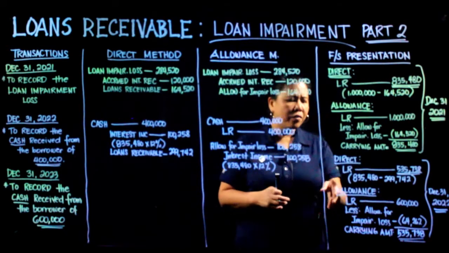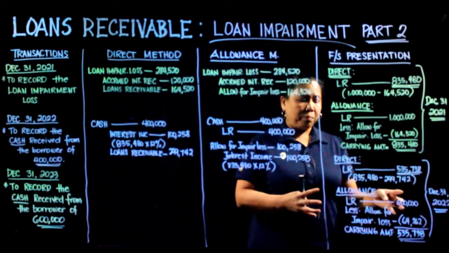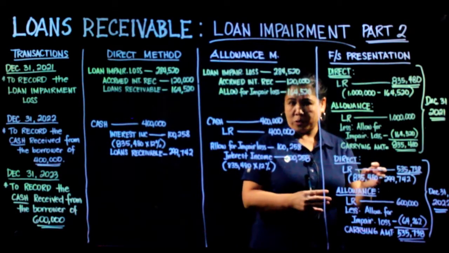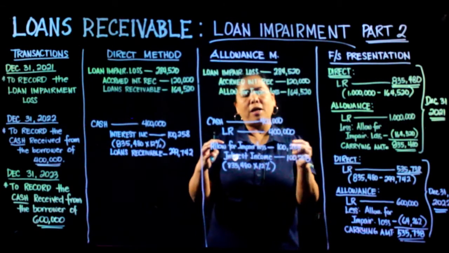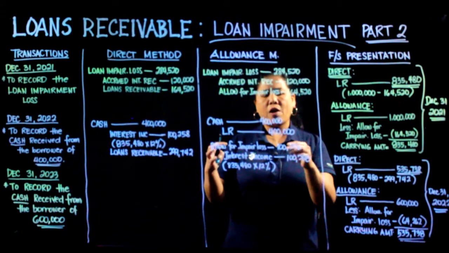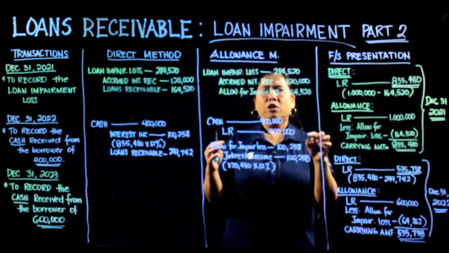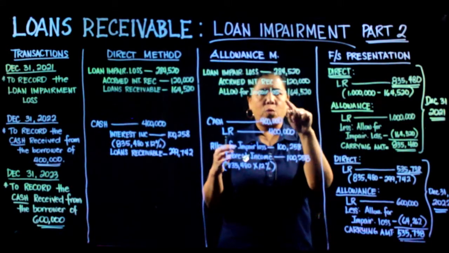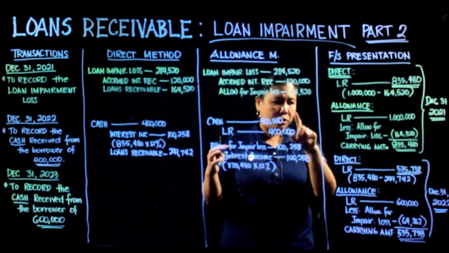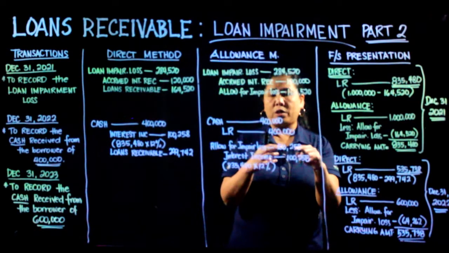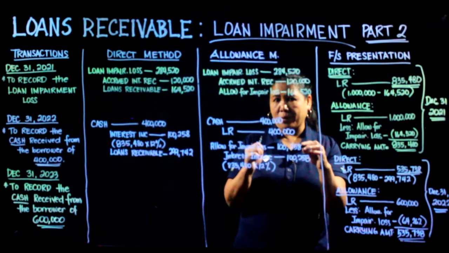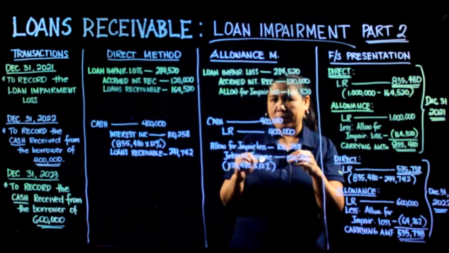Alright? So, ang carrying amount natin sa allowance method is also the same as the direct method. Allowance for impairment loss, binawasan natin ng 100,258. So, from this amount of 164,520, minaminus natin ang 100,258 kasi nag-debit tayo. Tapos, nag-recognize tayo ng interest income.